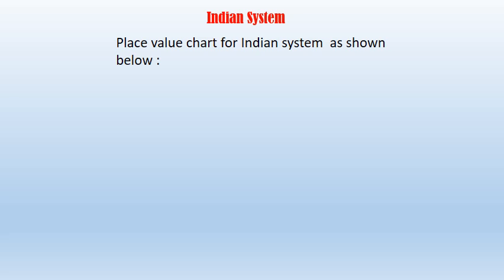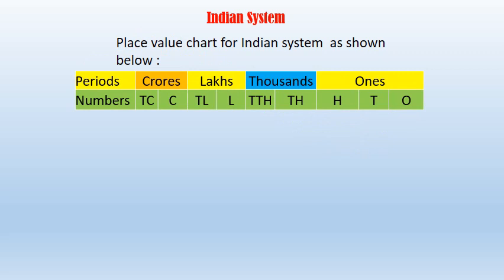To read and write large numbers in the Indian system, the place value chart is as given below. Students, here we have to read the number, and we have divided it into 4 periods such as ones, thousand, lakh and crores. According to them, we name the periods, and to make it simple, we put commas after each period.